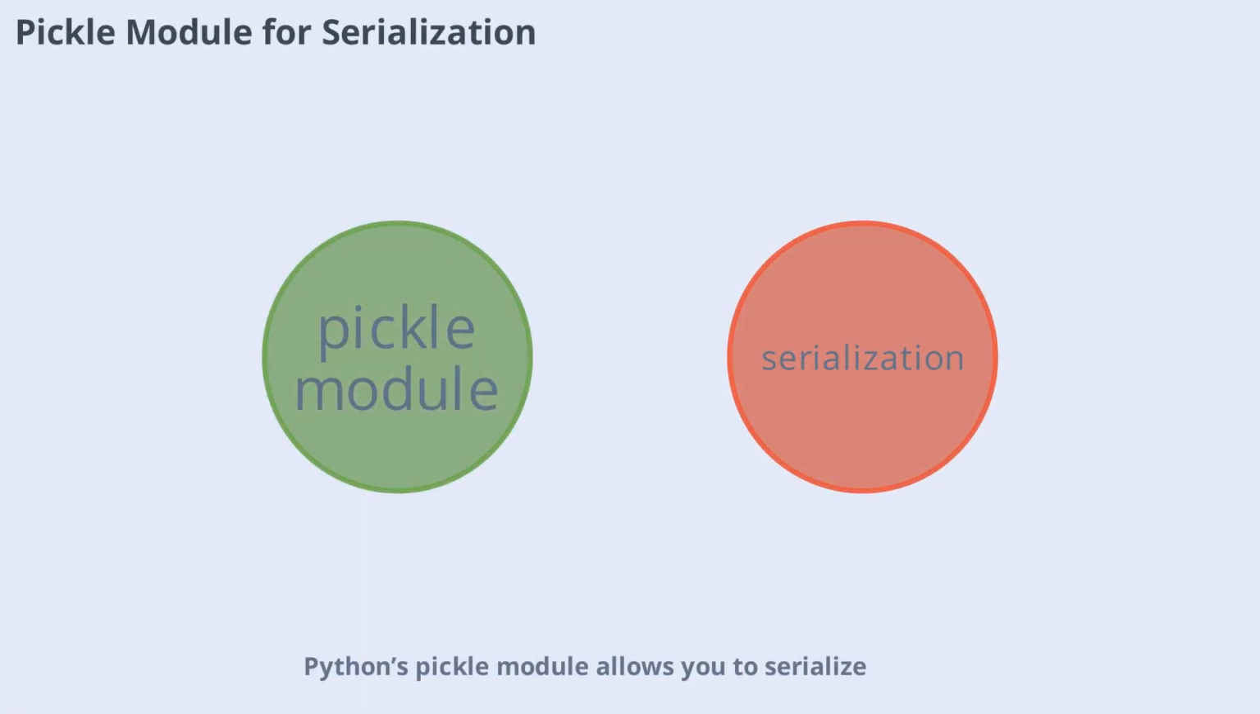APIs. Python's pickle module allows you to serialize and deserialize Python objects to and from files. This is useful for saving program state, caching, or transferring complex data structures. However, be cautious with pickle files as they can execute arbitrary code if loaded from untrusted sources.